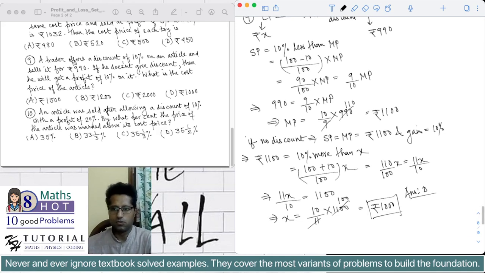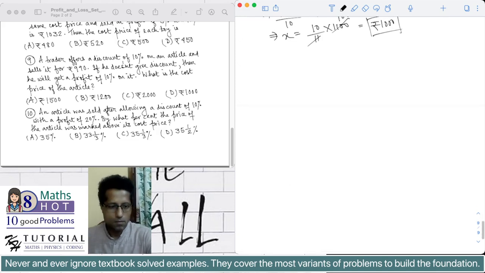Okay, let's do problem number 10. An article was sold after allowing a discount of 10% with a profit of 20%. An article was sold after allowing a discount of 10%, that is, the 10% of discount on the mark price, with a profit of 20%. Okay, by what percent the price of the article was marked above its cost price?